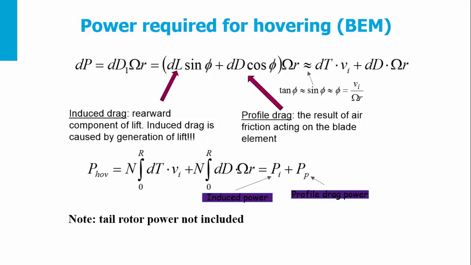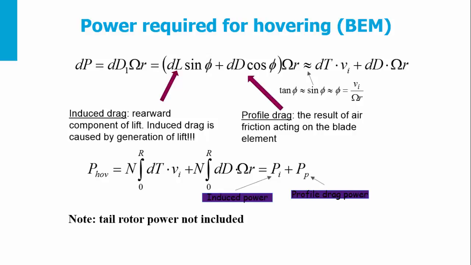Integrating along the rotor radius from 0 to R and multiplying by the number of blades N of the rotor gives us the induced power and the profile drag power. This will result in a hover power for the helicopter. One can see that the tail rotor power is not included. As an exercise, you will have to do the integration yourself to be convinced of the results that we have obtained here.